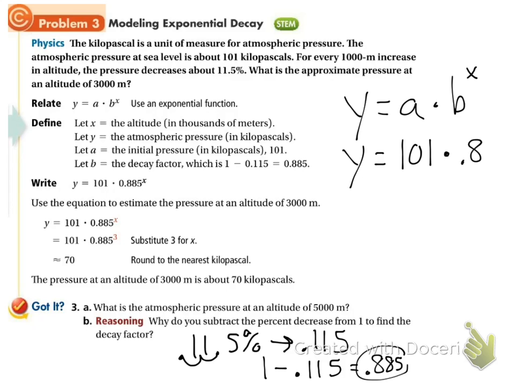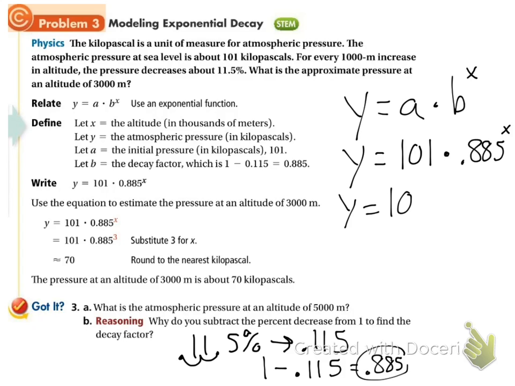So 0.885 to the x. And then we want to know what is the atmospheric pressure at an altitude of 5,000 meters. I'm not going to plug in 5,000 for x. That would be a really big number. Or really small. But what I'm going to do is, if you look in our problem, it says for every 1,000 meter increase in altitude. So this isn't going up by 1. Doesn't change every 1 meter you go up. It changes by every 1,000 meters. Okay? So if I'm going up to 5,000, I go up 1,000, 2,000, 3,000, 4,000, 5,000. That was 5 times. So I'm going to plug in 5 for x.